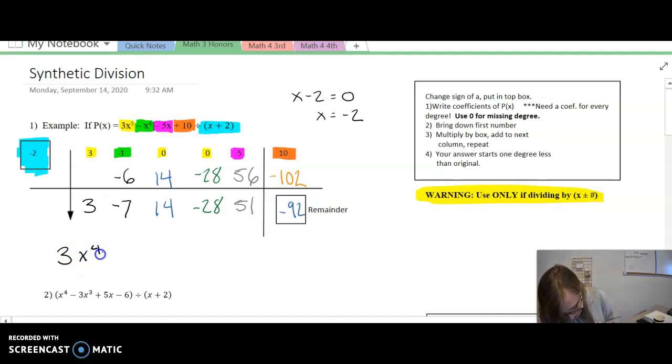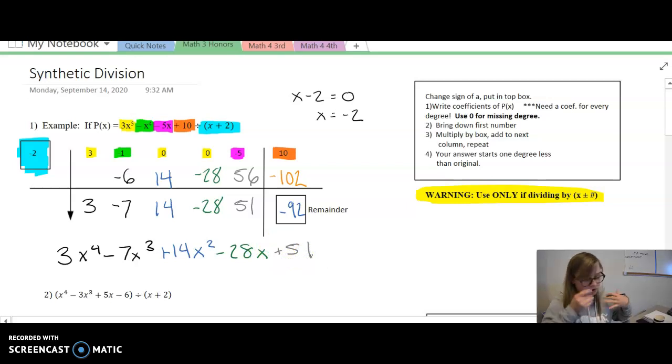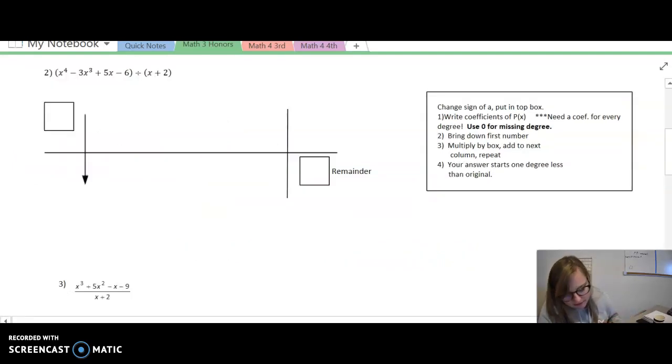So 3x to the 4th minus 7x to the 3rd plus 14x to the 2nd minus 28x plus 51. And 51 is our new constant. And then lastly, we say we have a remainder, or just put r, is negative 92. And that's our answer.